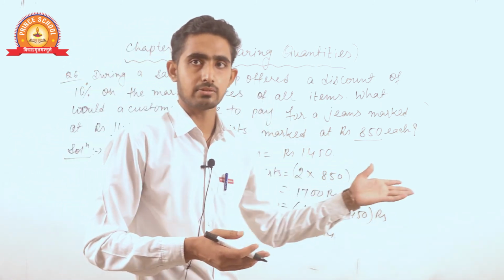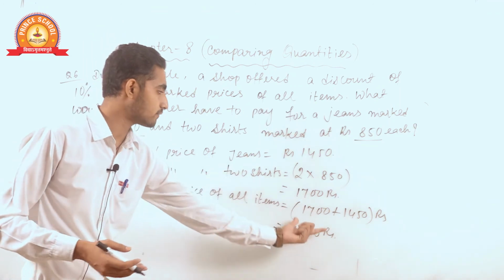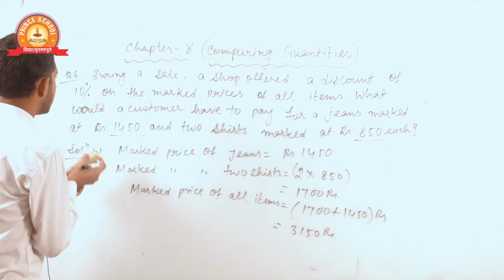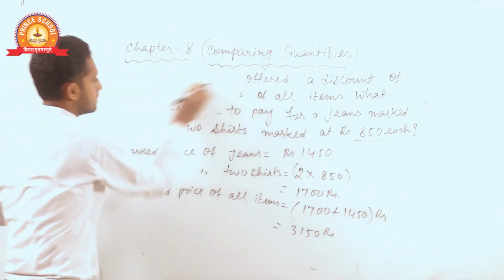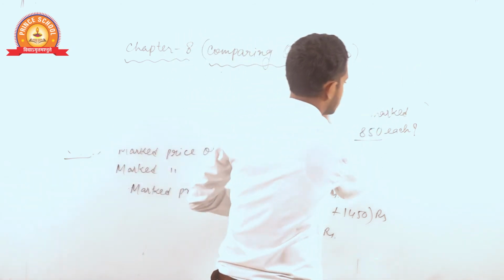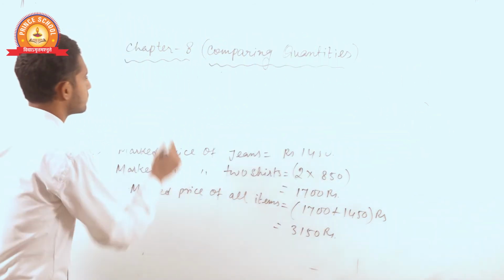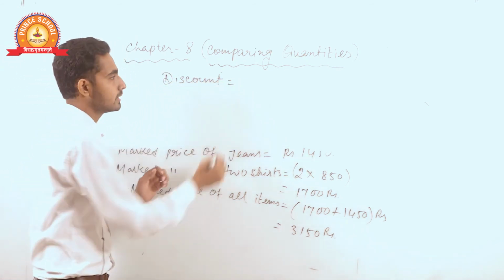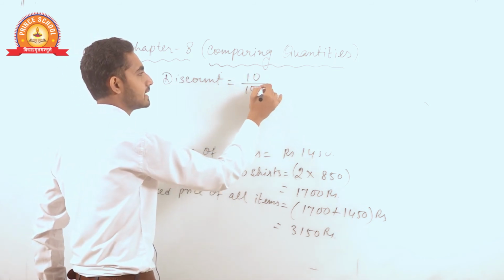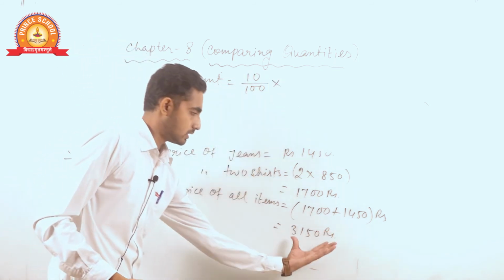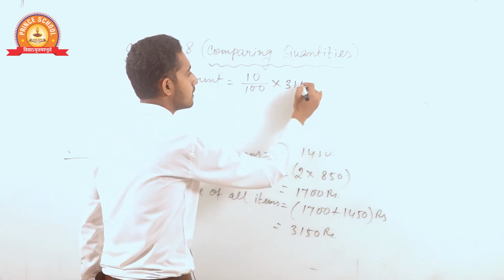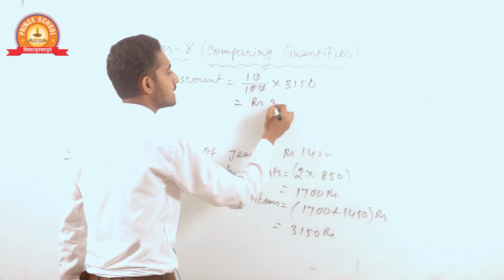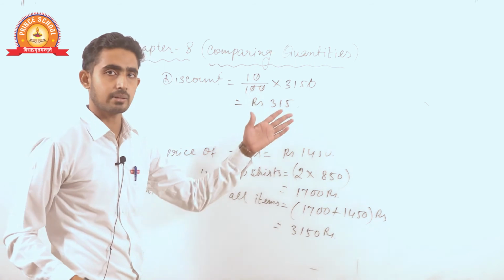Now in your question it says discount. How much is the discount? 10%. Find 10% of 3150, and if you subtract it, your answer will come. So I will erase this. We have to find out now what the discount amount is. So discount is equal to 10%. 10% means 10 upon 100 multiplied by mark price, that is 3150. The zero cancels out. That means rupees 315. That is the discount amount.